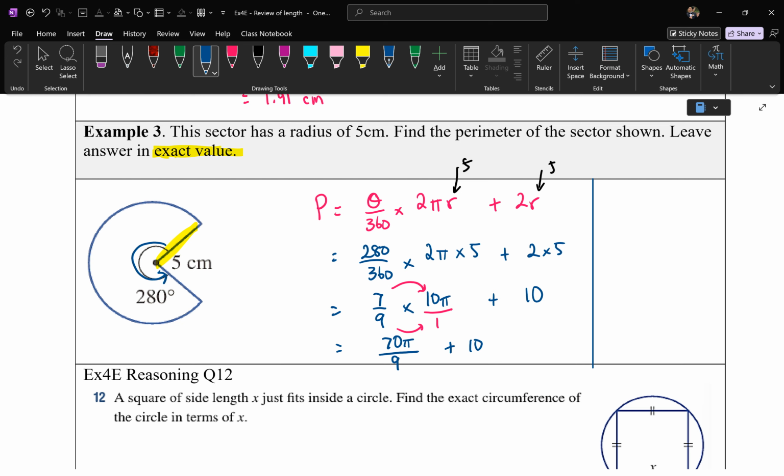So here, how do I combine 70 pi on 9 plus 10? How do I do that? Anyone have a clue? Raha? Get 10 to the same denominator. Good. This is 10 over 1. Remember, you can only add fractions with the same denominator because then that's the same type of fraction. So 10 over 1 is not the same. To make it the same, I need to times both top and bottom by 9. That now gives me 70 pi on 9 plus 90 on 9. And we can combine that together as 70 pi plus 90, all over 9. This is the preferred answer at year 12.